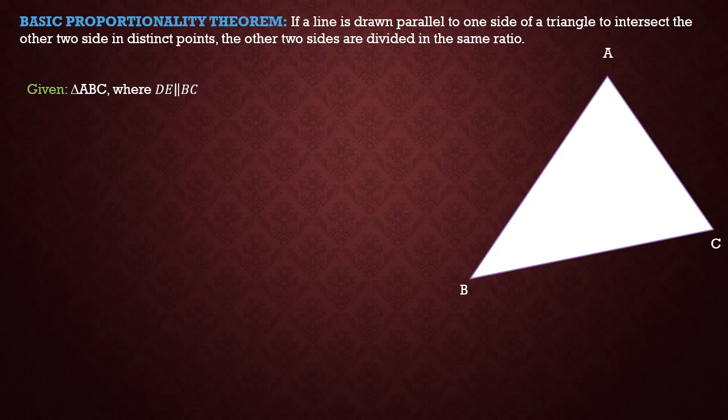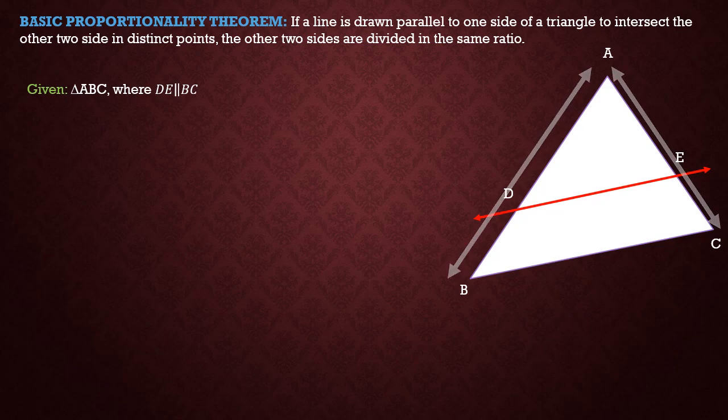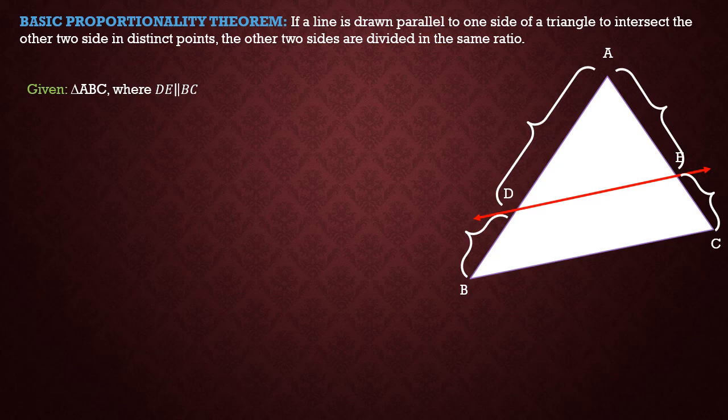D and E are the distinct points cutting the other two sides AB and AC at D and E respectively. What the theorem says, or what we need to prove, is that the two sides AB and AC are divided in equal ratios. That is, AD by DB is equal to AE by EC. So if the line DE is parallel to one of the sides, say here BC, then AD by DB is equal to AE by EC. That is what we need to prove.